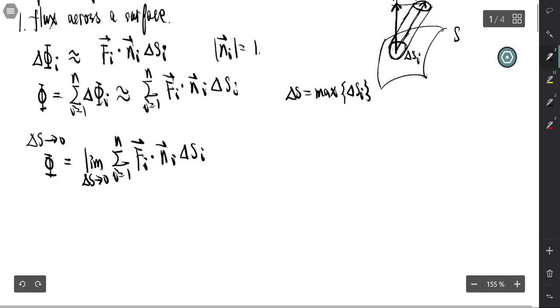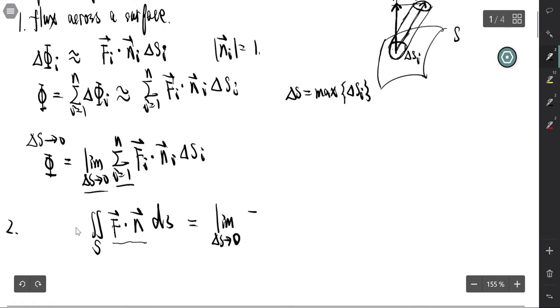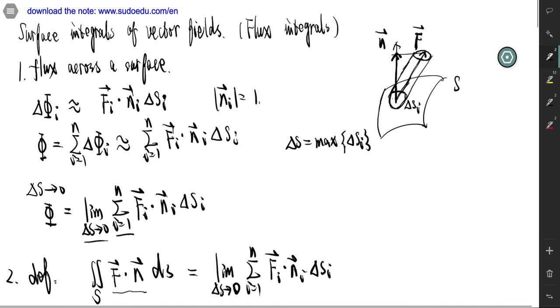Now, with the limit and summation, we can write them as the integral symbol: the integral over S of F dot N ds. That's the definition of the surface integral of a vector field. It is actually the limit of the Riemann summation, the sum from i equals 1 to n of F_i dot n_i times delta S_i.